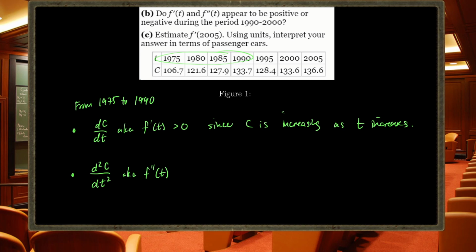And so how would we tell this from the table? Well, this is how the slope is changing. So what we actually want to do is calculate what this change is between each of these intervals, and then look at what the trend is in f prime.